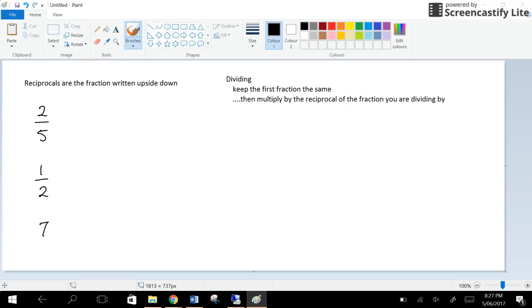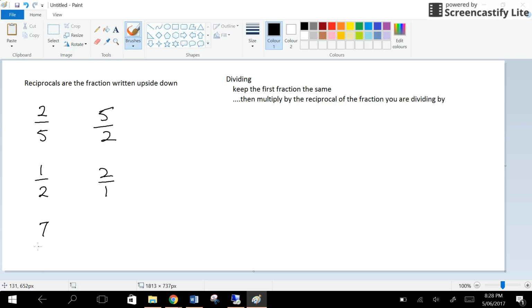Here we're going to look at reciprocals of fractions. Reciprocals are the fractions written upside down. So say, for example, you have something like 2/5. Okay, its reciprocal will be 5/2. The reciprocal of 1/2 would be 2/1. Just write the fraction upside down.